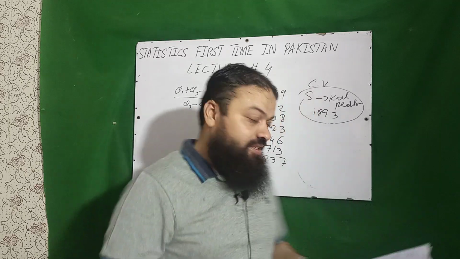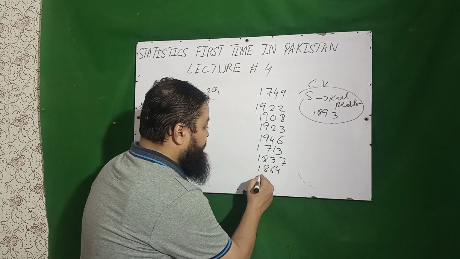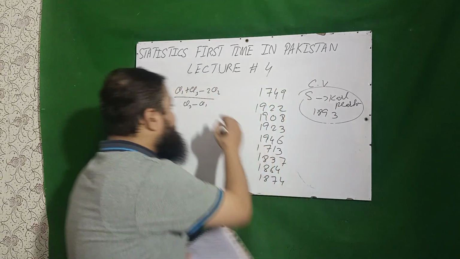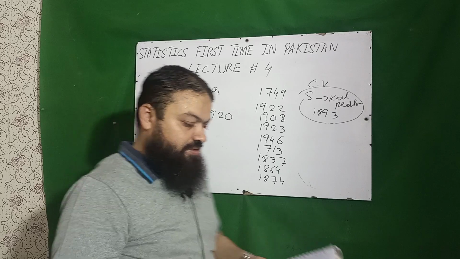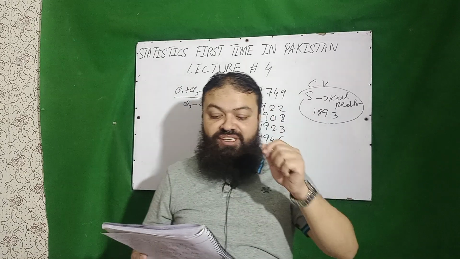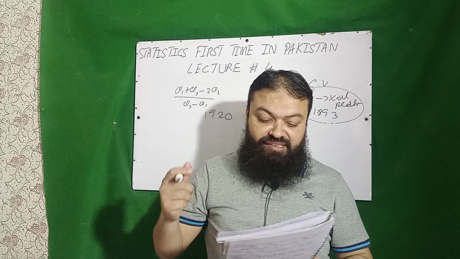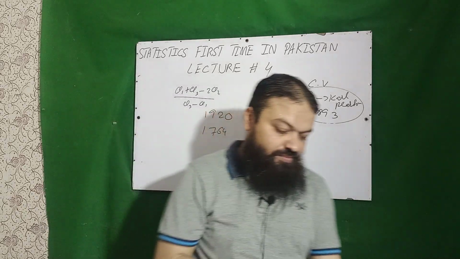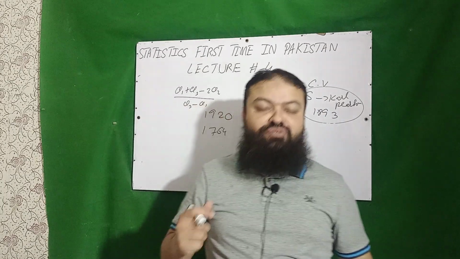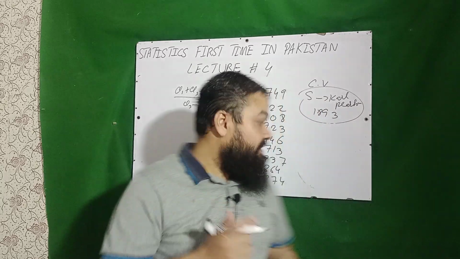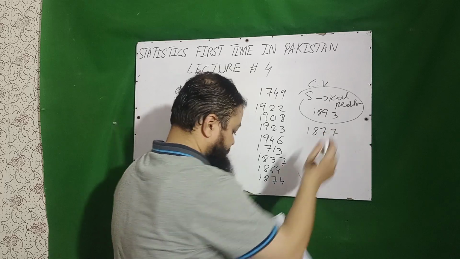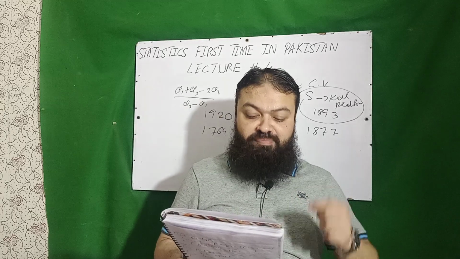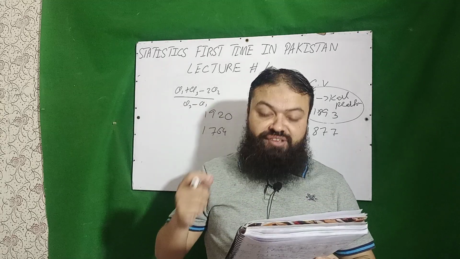Laspeyres index number was given in 1864, and Paasche was given in 1874. Fisher index number was given in 1920. Time reversal test was given by Irving Fisher. Index number was introduced in 1764. Regression was given by Sir Francis Galton in 1877. Correlation coefficient was given by Karl Pearson. Rank correlation was given by Spearman. Coefficient of concordance was given by Maurice Kendall.